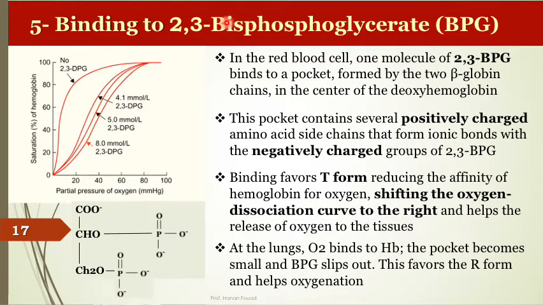This facilitates release of oxygen at the tissue. At the tissue, we have high concentration of biphosphoglycerate that comes from glycolysis. Biphosphoglycerate will bind to the heme pocket and form ionic bonds between the negative charges of phosphoric acid and the positive charge of the heme pocket from histidine. And this leads to narrowing of the heme pocket and helps release of oxygen at the tissue. At the lung, we don't have BPG, okay? But we have very high oxygen. When oxygen binds to hemoglobin, it breaks the hydrogen bonds, widens the pocket, and favors the relaxed form of hemoglobin.